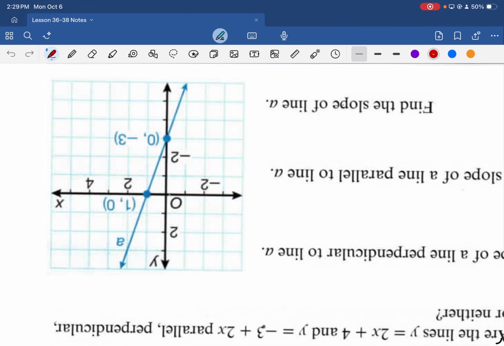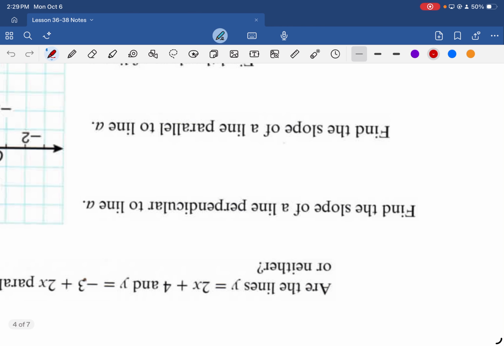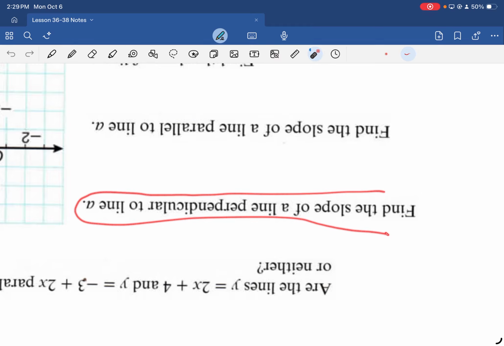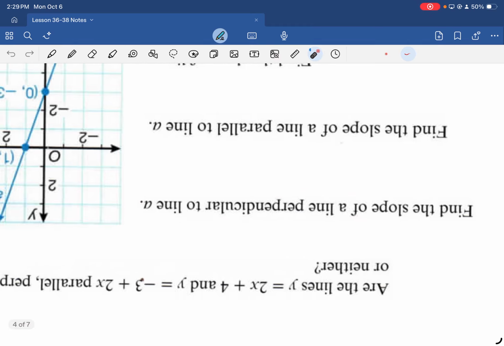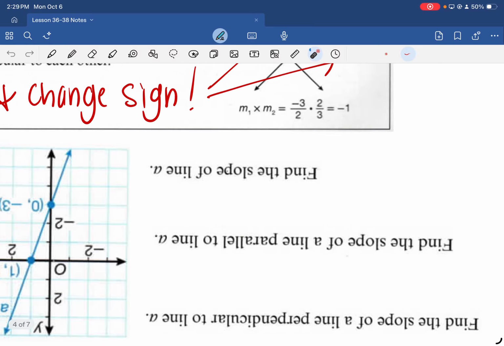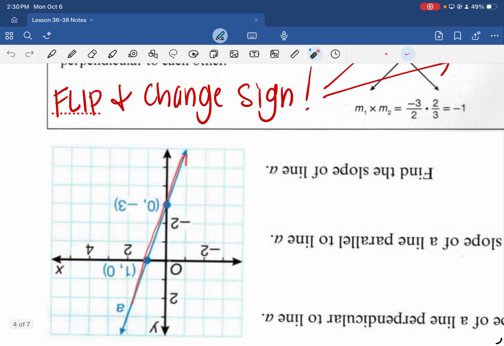Okay, so on your paper, you can see it correctly, right? It says find the slope of line A. I'm not sure why it's inverted like that. I'm just glad it's not like that on your paper. Okay, find the slope of line A. So here's line A right here.